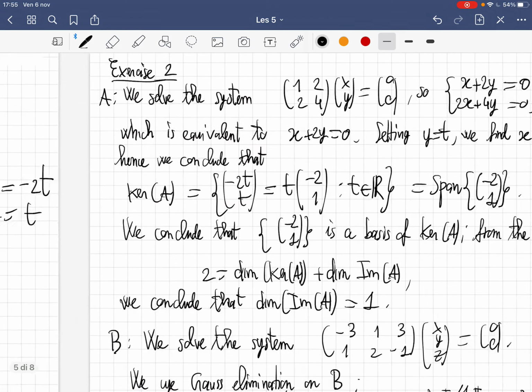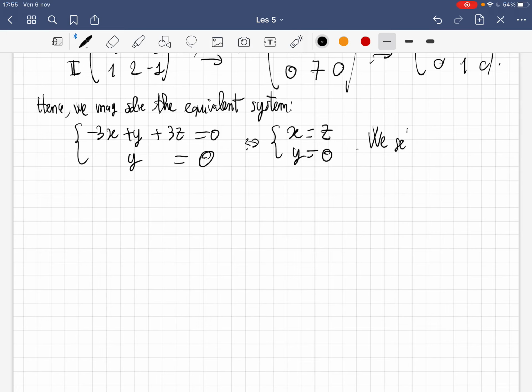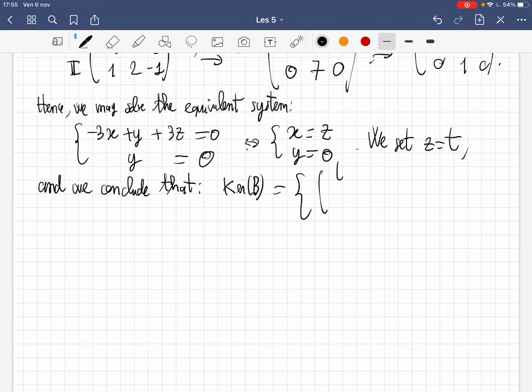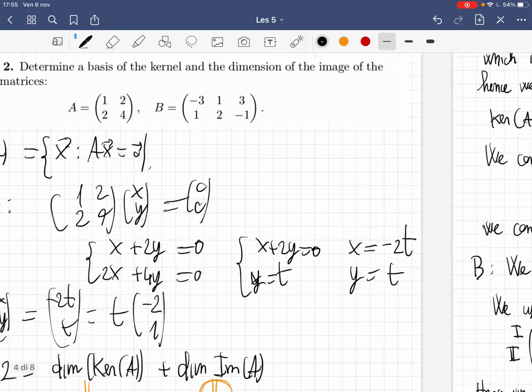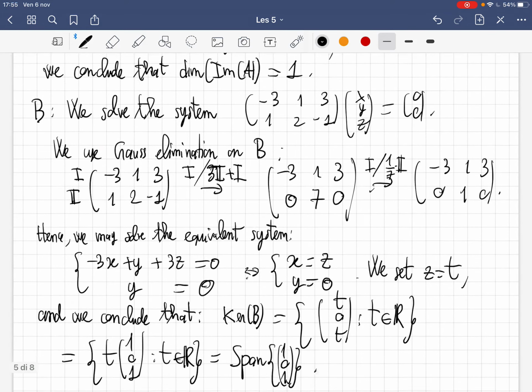So let's see what were our choices. Okay, we set, and we conclude that the kernel of B is given by vectors of the form t, 0, t, which is t times 1, 0, 1, and this is exactly the span of this. Okay, is it correct? Okay.